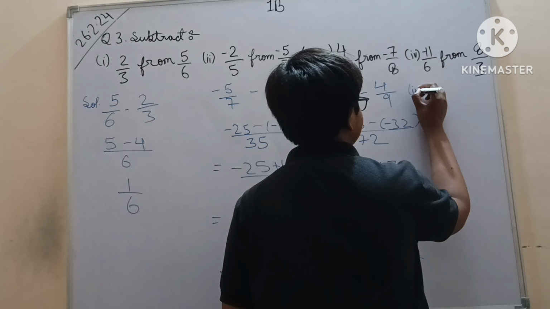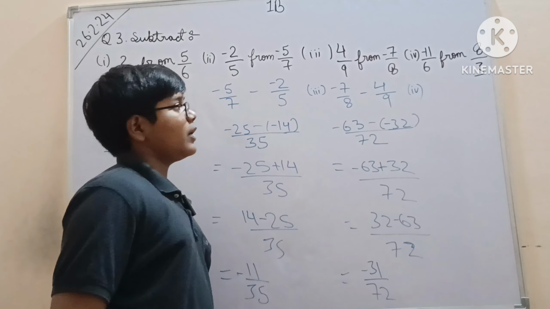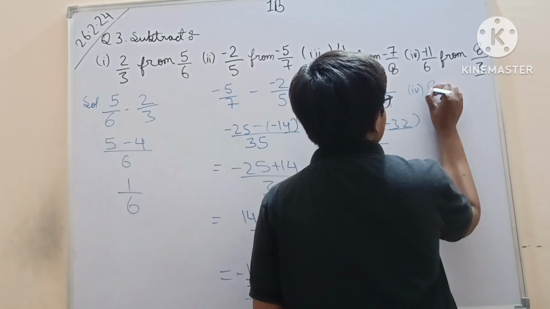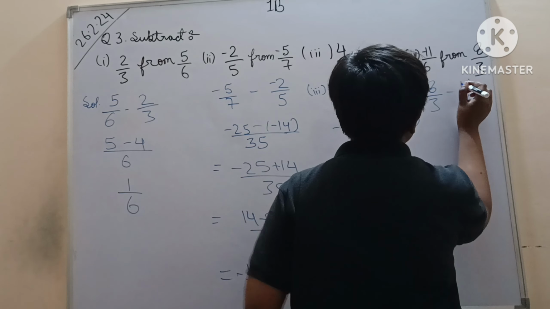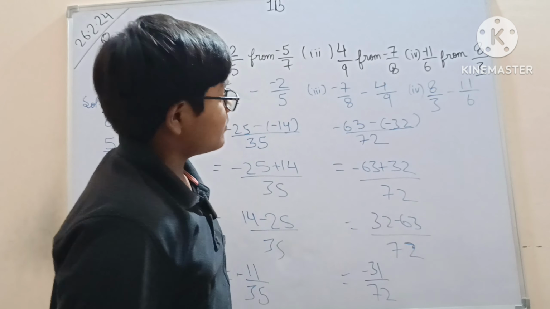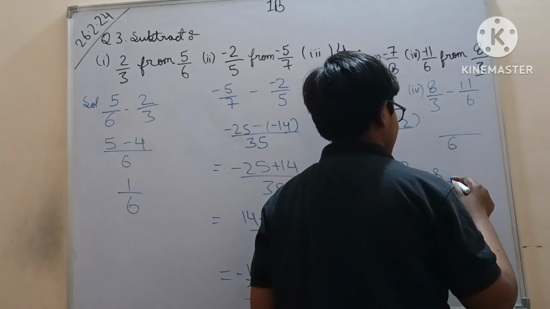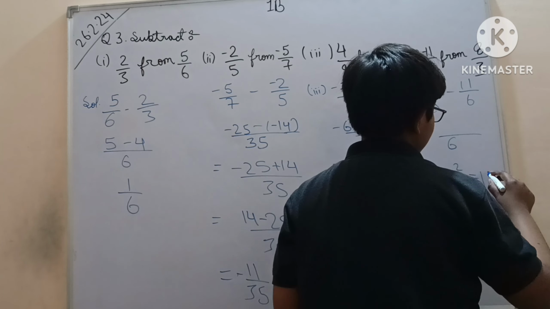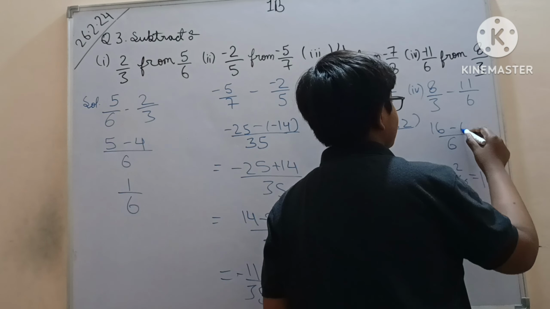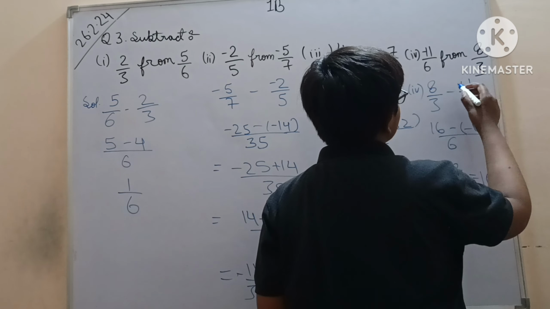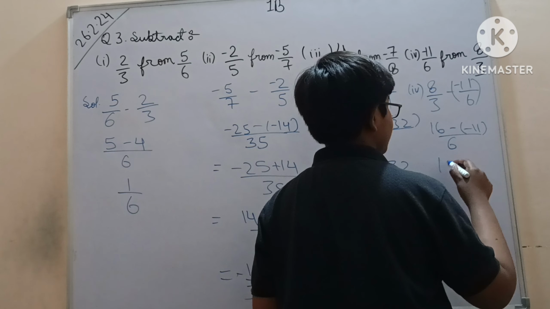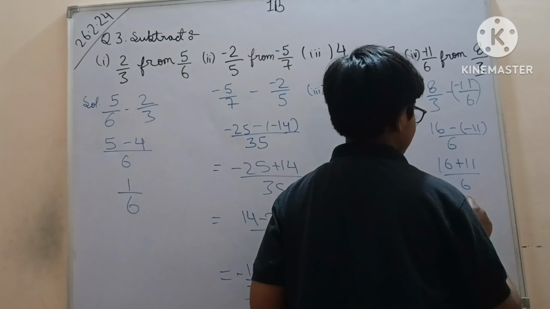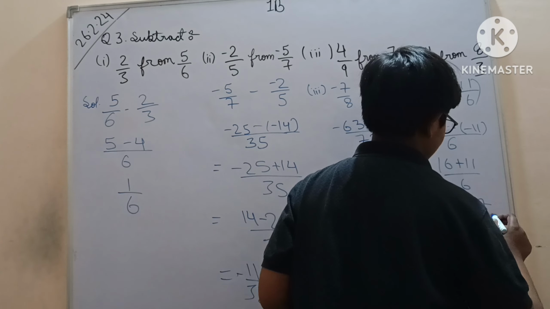This is the answer of the third part. Now we are moving to the fourth part. We have to subtract minus 11 by 6 from 8 divided by 3. So we will here take the LCM 6 only. Now 8 divided by 3 multiplied by 6 will become 16. 16 minus minus 11, because it is minus 11. So now minus minus will become plus, 16 plus 11 divided by 6. So it will become 27 divided by 6.